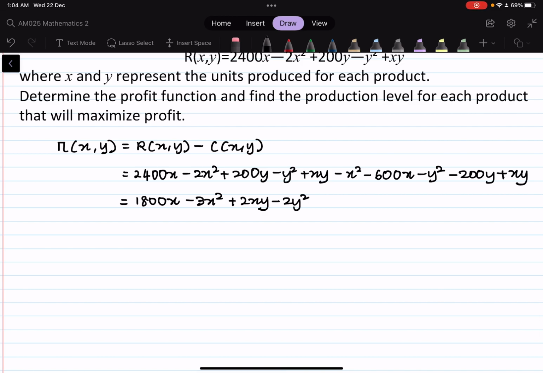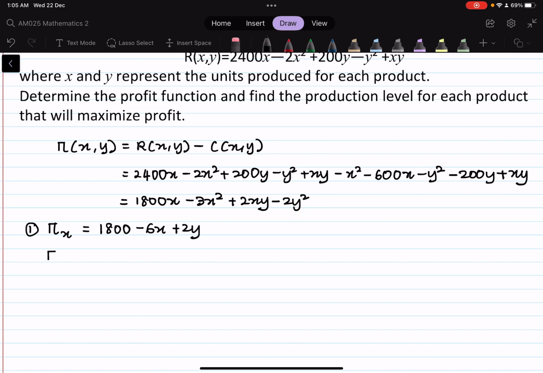So let us start with finding pi sub x, so differentiate 1800x with respect to x is 1800. Differentiate negative 3x squared with respect to x is negative 6x. Differentiate 2xy with respect to x is 2y. And differentiate negative 2y squared with respect to x is 0.